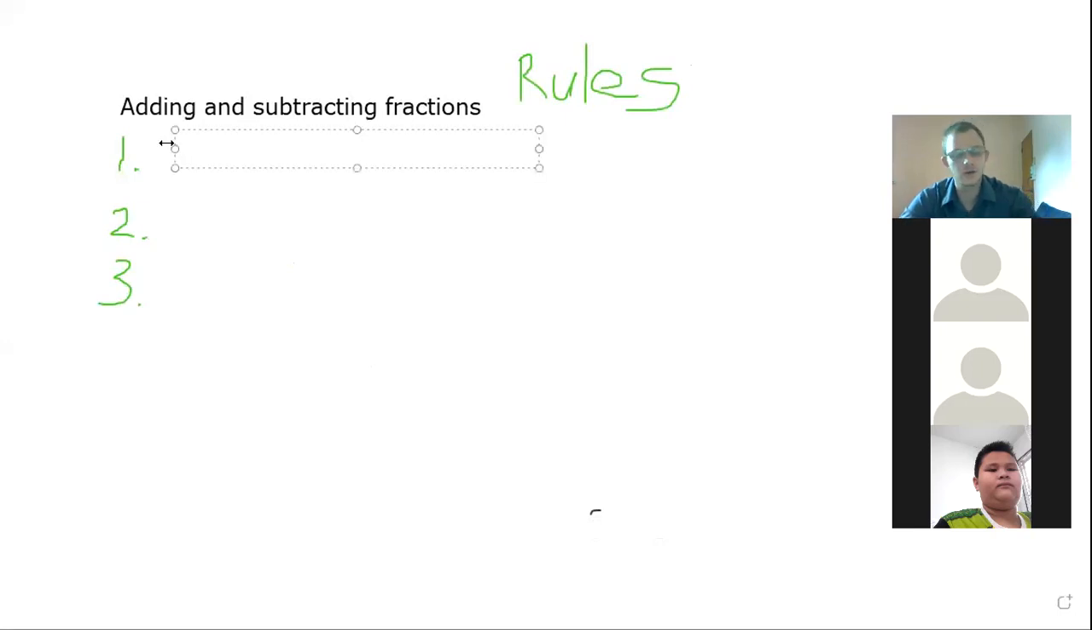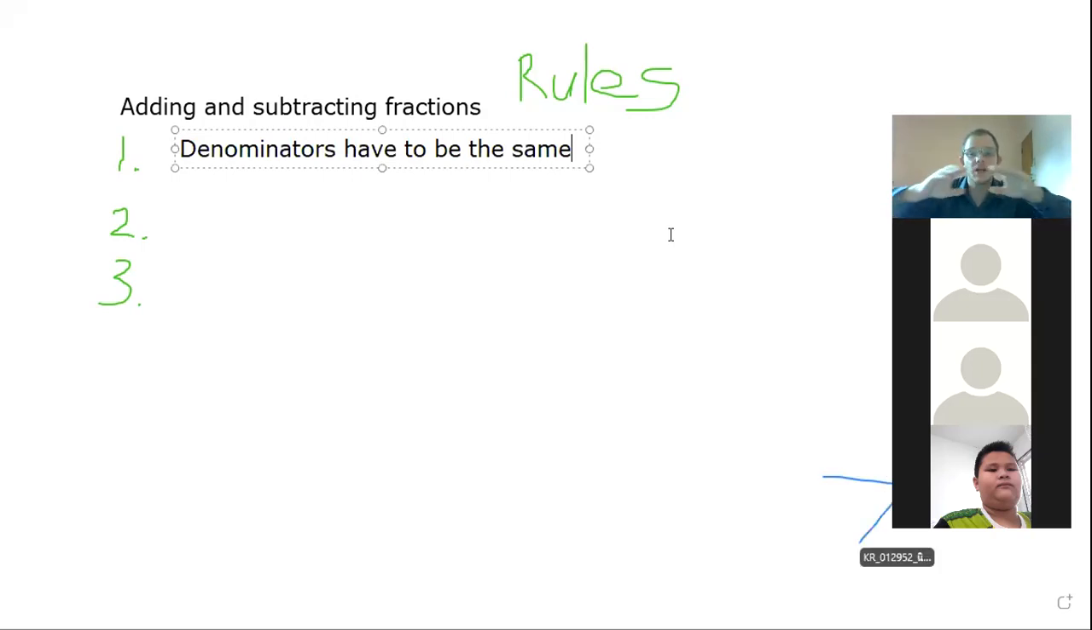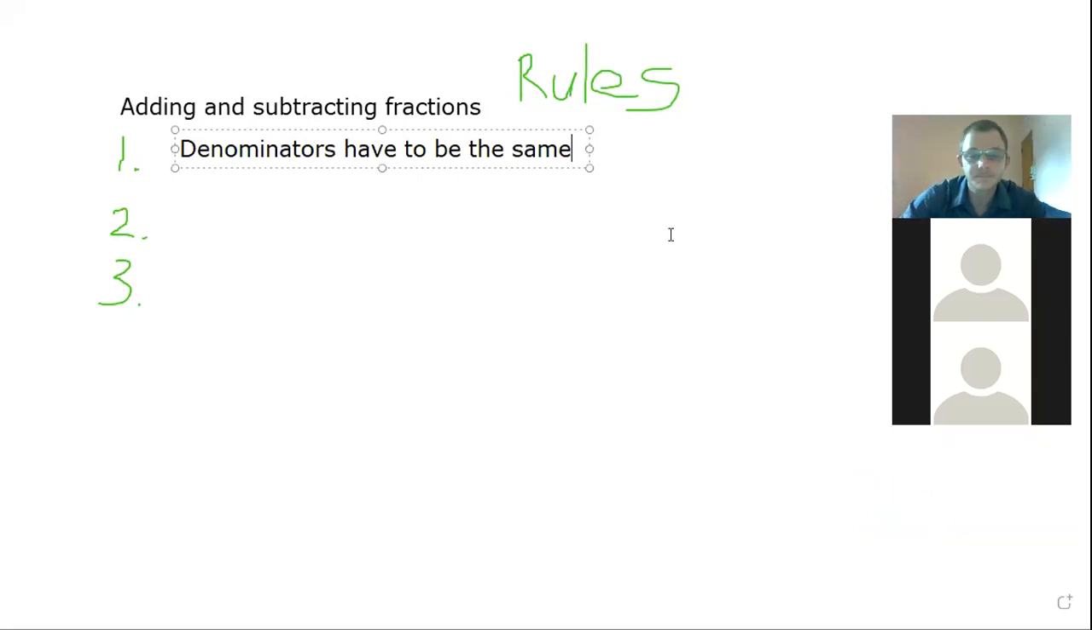I'll give you the first one. The denominator has to be the same. The denominator is the number at the bottom of the fraction, below the line. The top one we call the numerator. So your denominator always has to be the same.